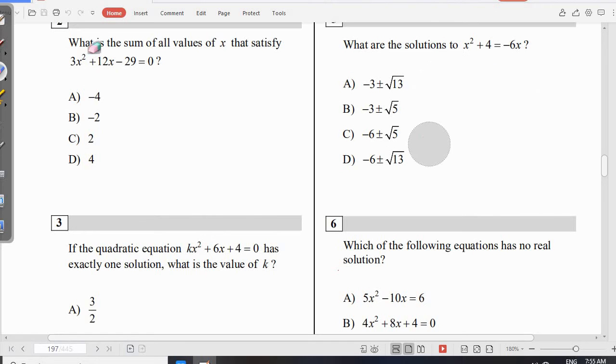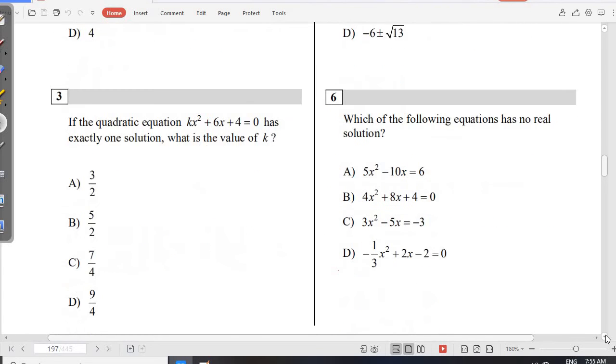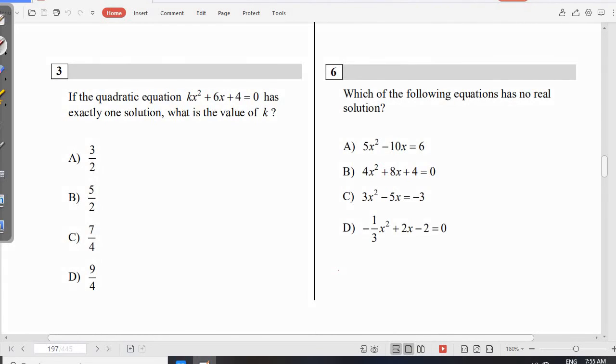Okay, let's go to number 6. Number 6, which of the following equations has no real solution? I have 5x squared minus 10x equals 6. If it has no real solution, then the discriminant should be negative.